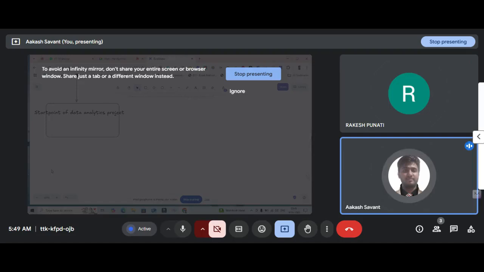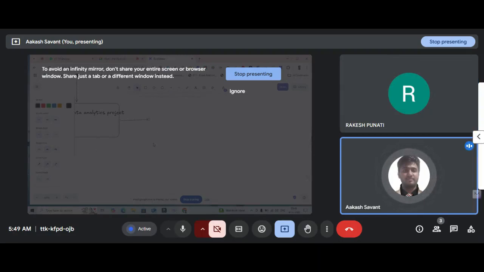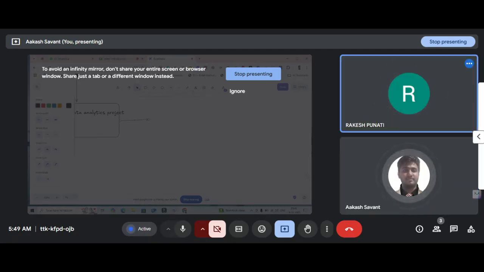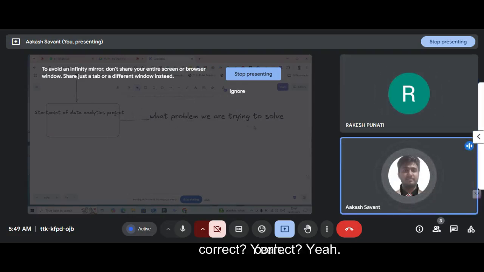That is exactly what the problem statement is. It is a starting point. It tells what problem we are trying to solve. This is the starting point of a data analyst project: what problem we are trying to solve. That is what we are going to talk about.